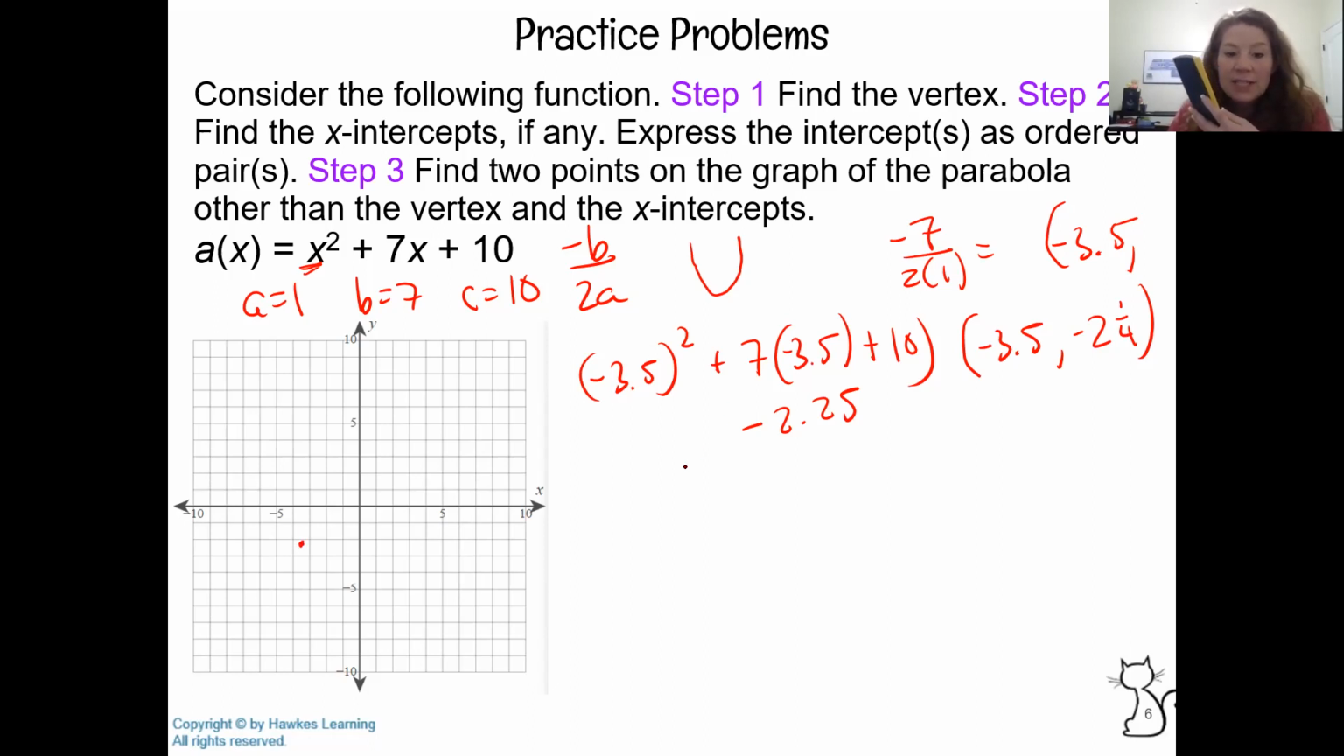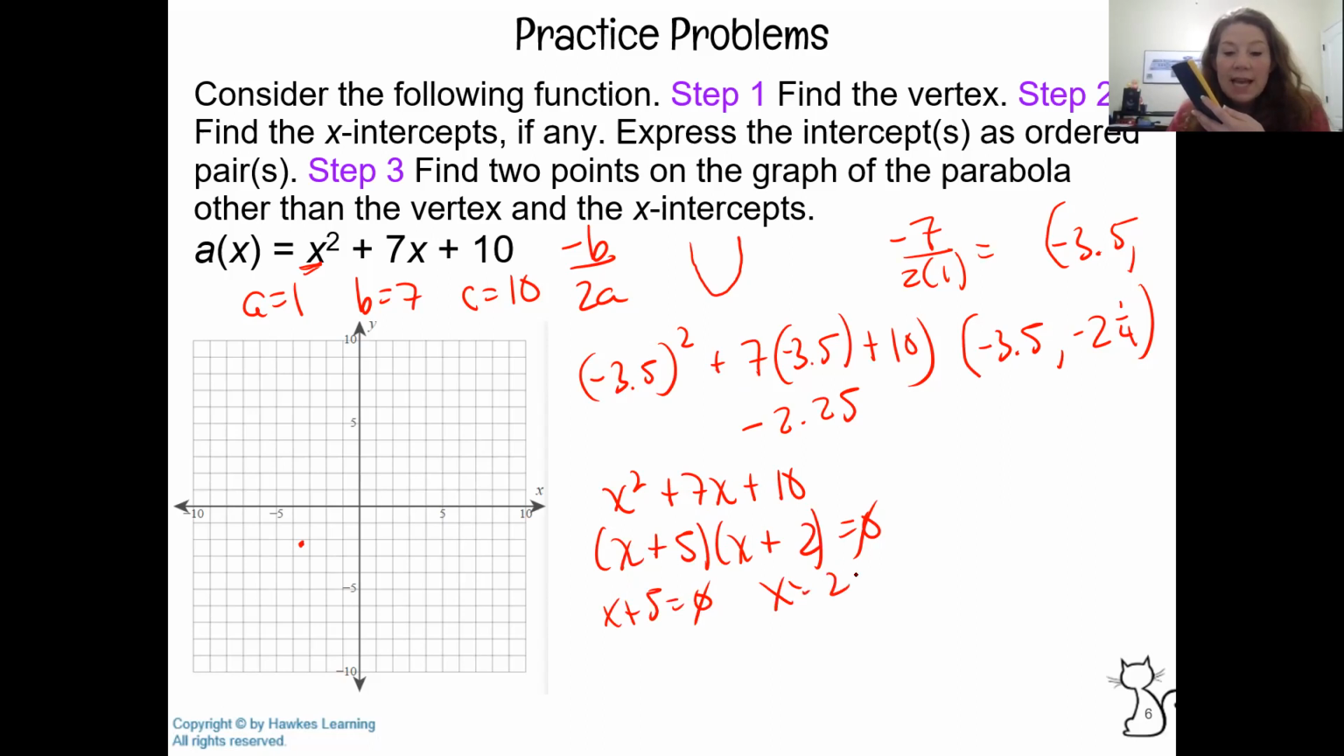Now we need our x-intercepts. So we want two numbers. When we multiply, we get 10, and when we add, we get 7. Well, that would be +5 and +2, right? So then if we set them both equal to 0, we would say that when y is 0, x is -5 and -2. So we're going to say -5, 0, and -2, 0. So those are our x-intercepts.